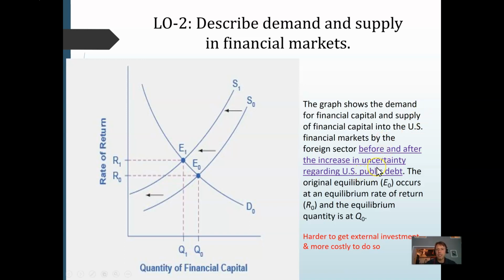And all of a sudden you think that the ability of the government to pay that debt back is less than it used to be. And so your willingness to provide money to that government, to supply them with money, has shifted left. And so it would be harder for a country when there's uncertainty regarding the level of public debt, harder for them to borrow money, and probably more costly. They'll have to pay a higher interest rate to do so.